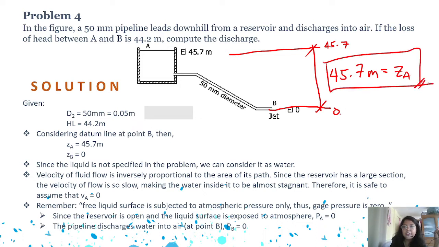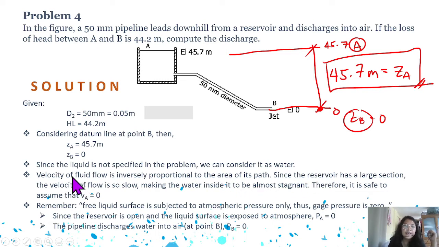And then, syempre, automatically, ZB mo dito is equal to 0. Kasi yun nga yung starting point. So, ZB tapos ZA. So, point B, point A. Okay? So, ZA, again, is 45.7 meters. And then, ZB is equal to 0. Since yun yung starting. And then, the liquid is not specified in the problem. So, we can consider na lang muna as water. No? Unless otherwise may ibang given dito. Pero hindi ko naman kayo bibigyan ng problem again na walang liquid na given. So, for this problem only, consider natin siya as water.